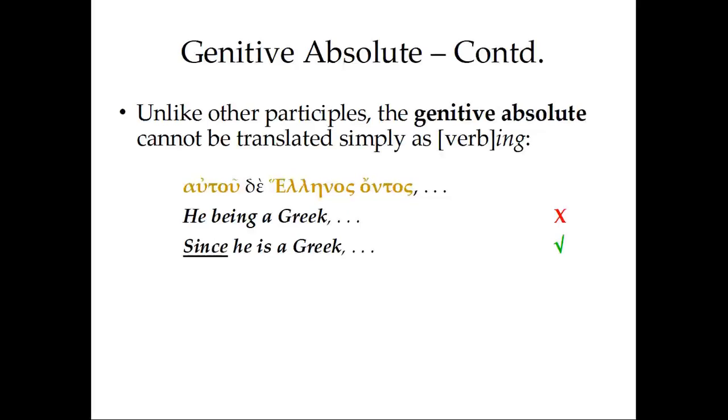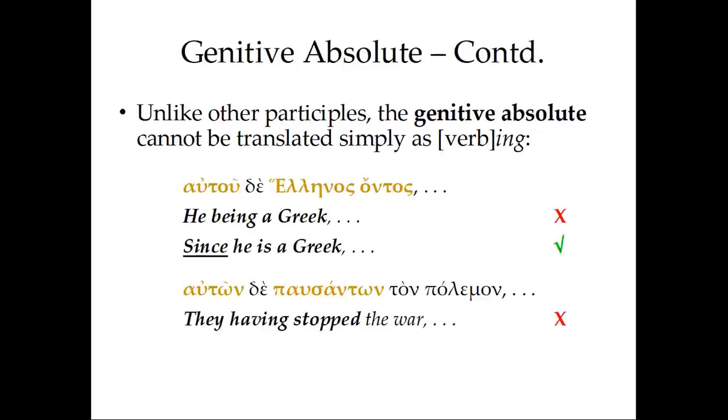Let's look at one other example with a little more complicated grammar. Auton de pausanton ton polemon. So here we have our genitive absolute construction, really this whole phrase, but in the genitive we have only these two words. Auton is once again a form of the same word we just looked at above, but it's plural, and pausanton is an aorist participle of the verb pauo. So this might be translated literally as something like "they having stopped the war."